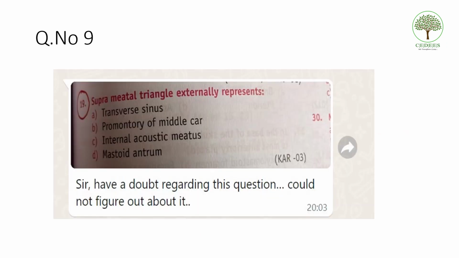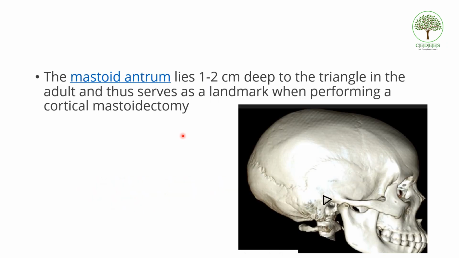The next question is: the suprameatal triangle externally represents what? The answer here is the mastoid antrum. Look at this picture. There is a triangle above the external auditory meatus on the surface of the temporal bone. One to two centimeters deep to this lies the mastoid antrum. It is of surgical importance, where when you are performing a cortical mastoidectomy, you have to consider this.